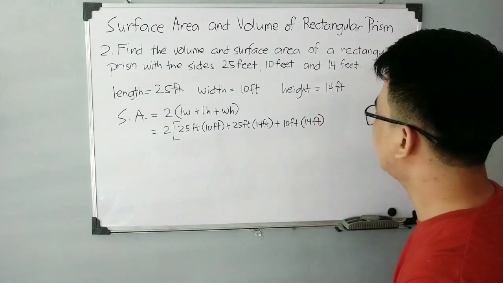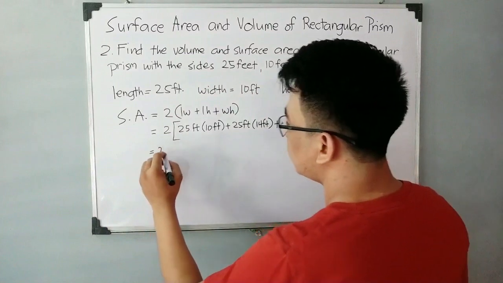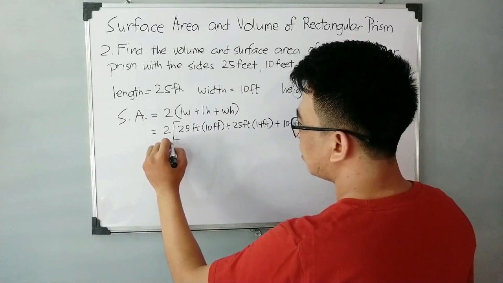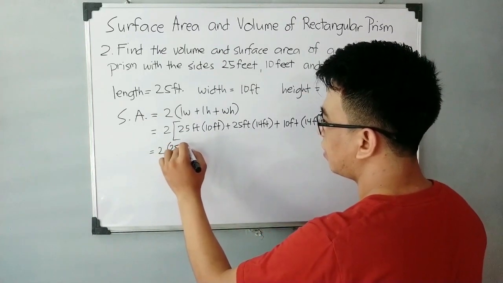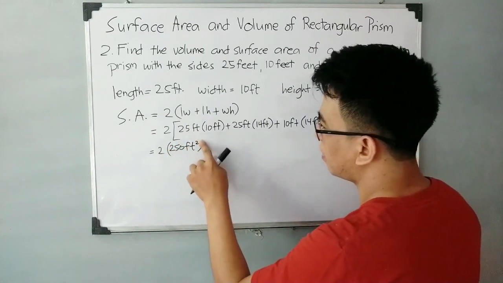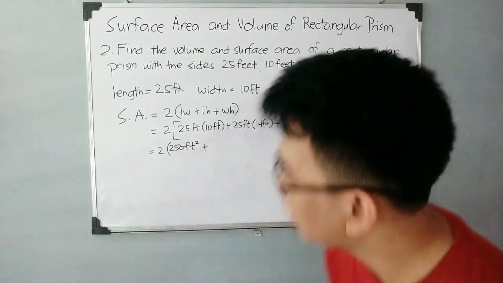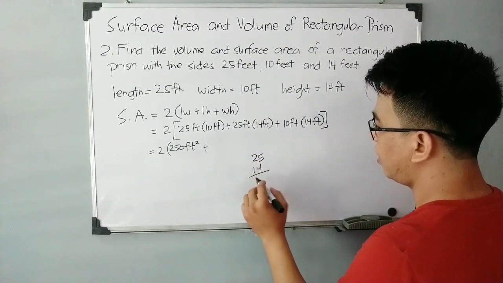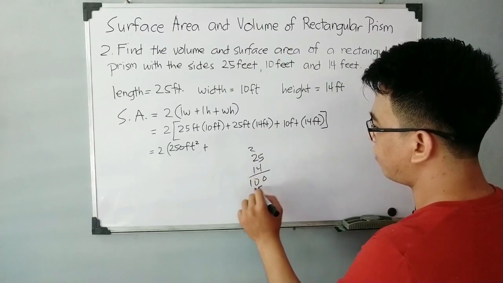Okay, calculate natin sila. Medyo kulang tayo sa space. Okay, so that is 2 times 25 times 10. That will give you 250 feet squared plus 25 times 14. Sige, medyo malaki na yung number natin. Sige, try natin dito na 25 times 14.